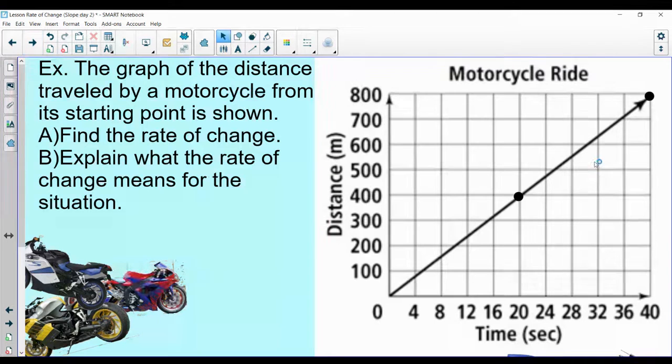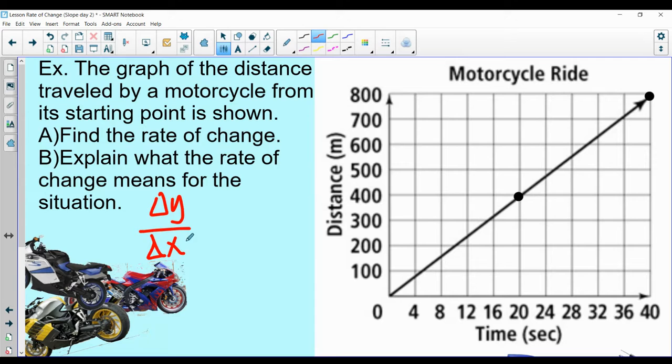If you look at this example, it has a graph about a motorcycle ride. The dependent variable is the distance in meters, and the time is the independent variable. And so again, we're taking the change of y, which is the dependent variable, over the change in x, which is the independent variable. Okay, so we want to do two things. We do want to find the slope, but we also need to explain the meaning.